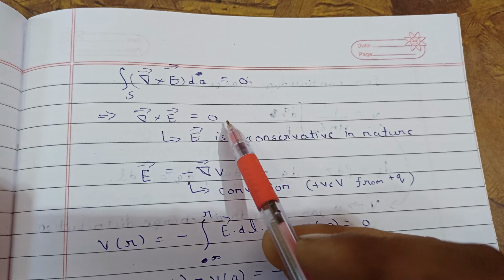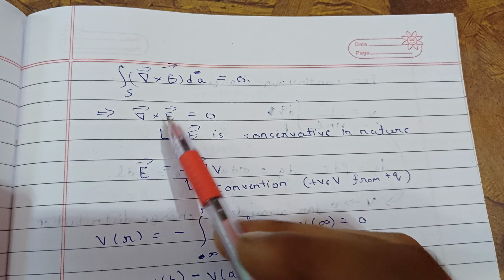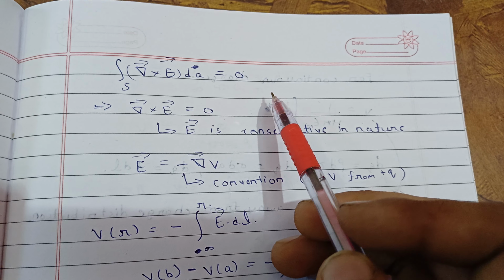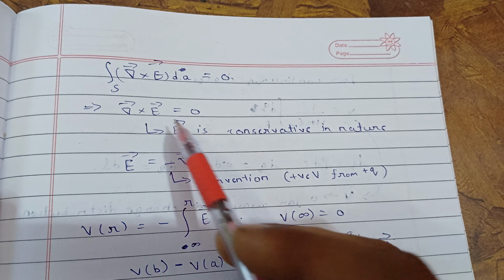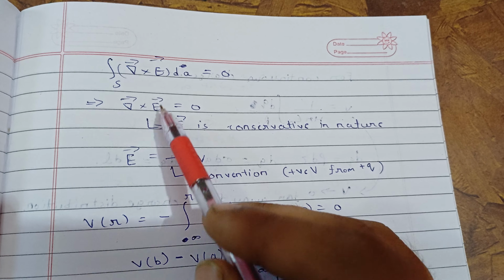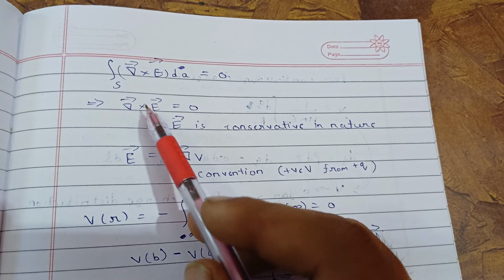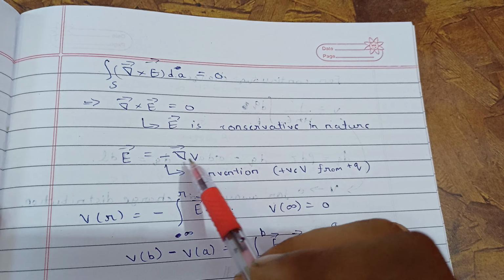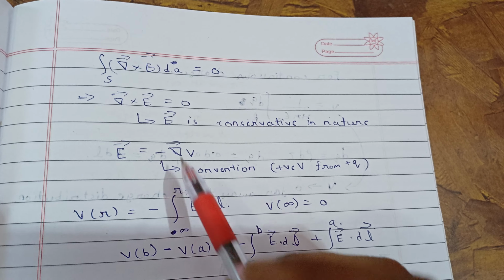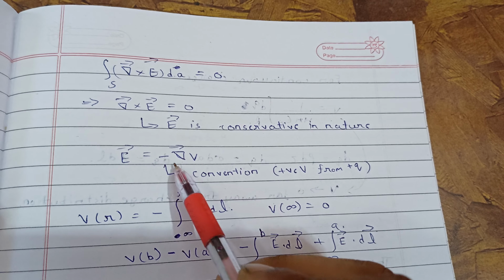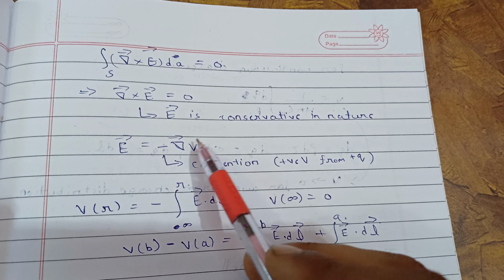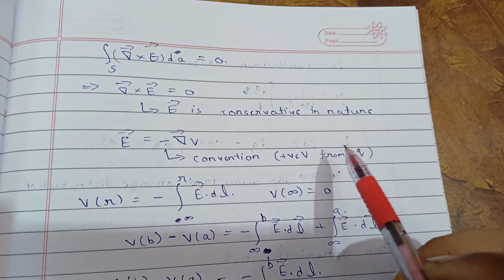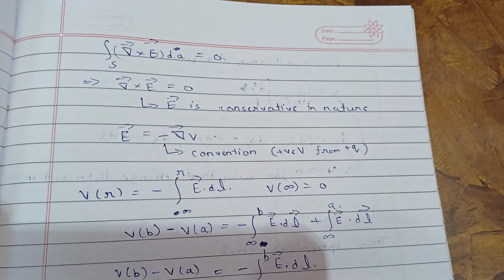Now see, if del cross E equals 0, then you can assume E as the gradient of some scalar. So we assume E equal to del V. Forget the negative sign for now, we assume E as the gradient of some scalar, because del cross del will give you 0. That's why we can assume E as the gradient of some scalar, del V. Now we assume this scalar as the potential, so we need to put this negative sign. Why? Because this is the convention, so that we get positive potential for a positive charge. We will see an example of this, don't worry about this.